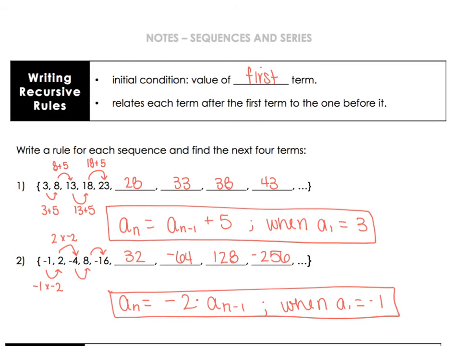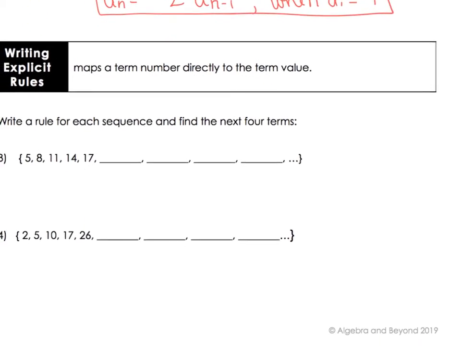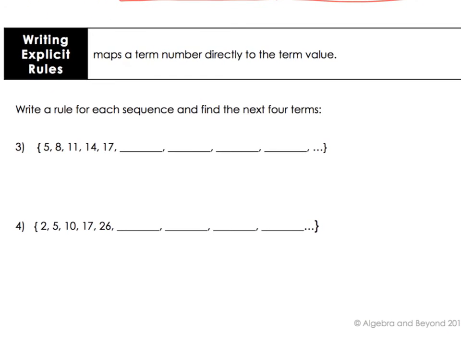Okay, so that's recursive rules. Let's look at explicit. So looking at the explicit rules, think of it more of like a function. So think of these like a function.